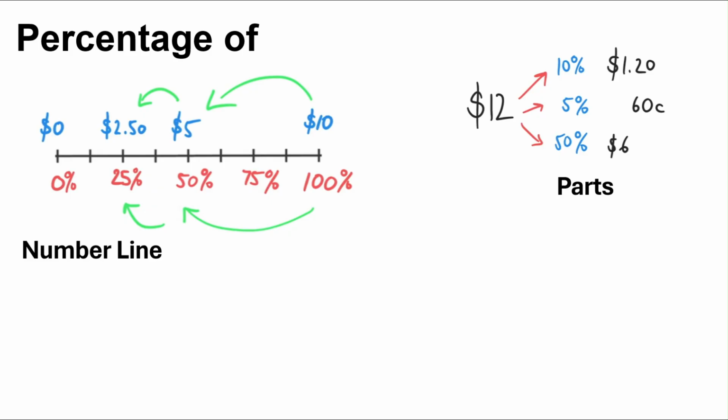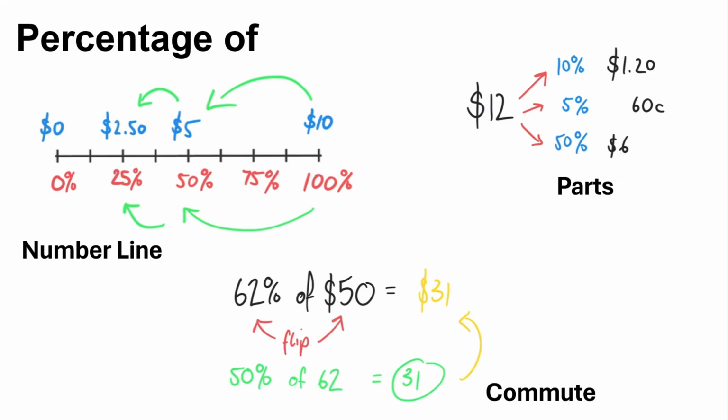Moving on from there, once students really get fluent using a number line, they can do the mental calculation themselves. So I've broken this up here. 10% of $12 is $1.20. 5% is 60 cents. And then if we look at 50% of $12, we have $6. So you're just identifying the parts. We're moving from that real scaffolding using a number line to looking at the parts.